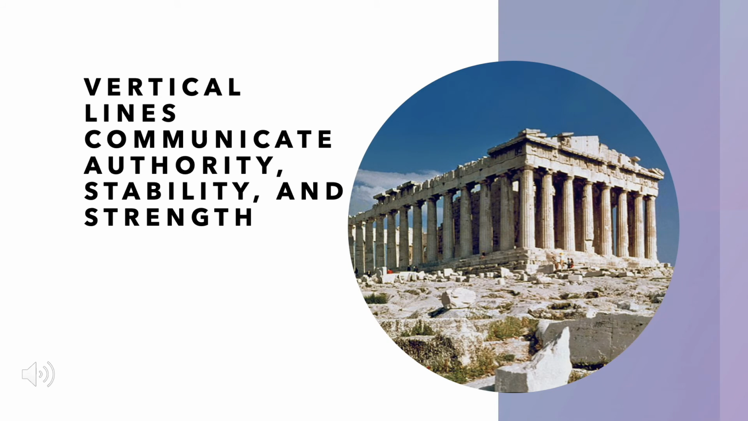Vertical lines communicate authority, stability, and strength. Think of most government buildings. Many have strong vertical lines or even columns out front. The architects who created these buildings want to project strength and authority to symbolize sound governance.